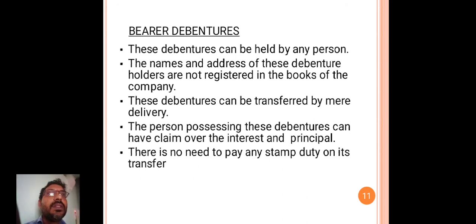In the registered debenture, the details, that is the name of the person, rate of interest, and principal, are recorded in a register. In case of bearer debentures, the names and addresses of these debenture holders are not registered in the books of the company. These debentures can be transferred by mere delivery.